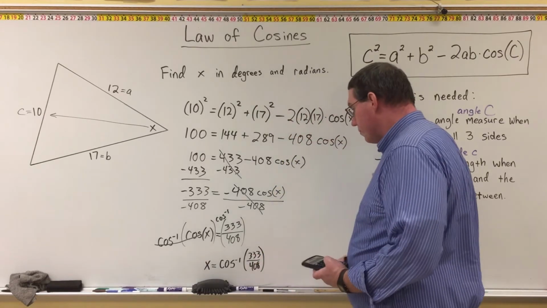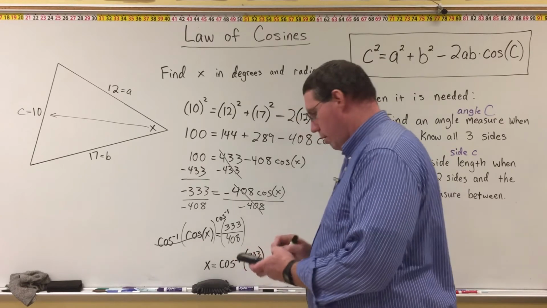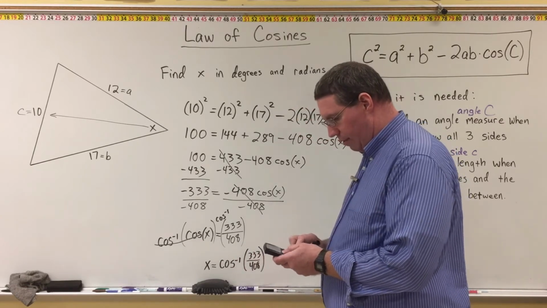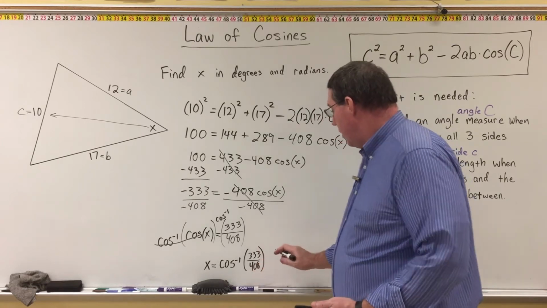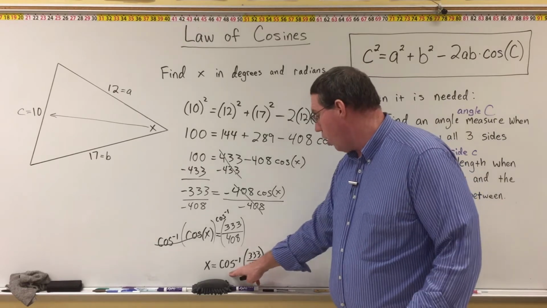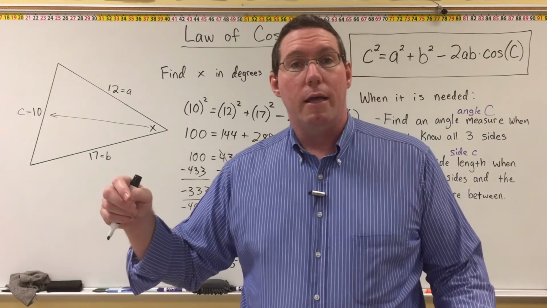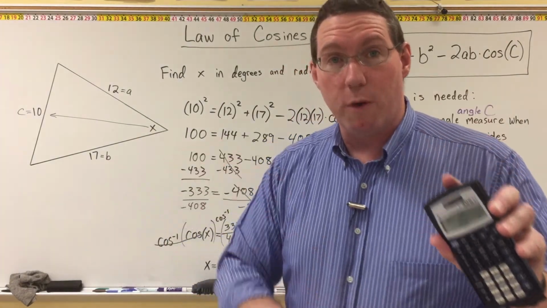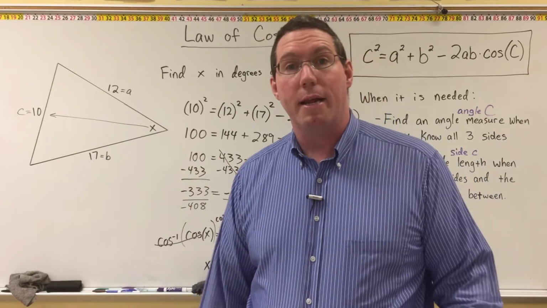And now we can just key this into the calculator. So I'm going to go cosine inverse. I've got to hit second, then the cosine button. Also, here's the thing: I need this answer in degrees and radians. So I'm going to do cosine inverse of 333 over 408 with my calculator in degree mode, and then I'm going to do it again with my calculator in radian mode, and that's how I'm going to get my two answers.